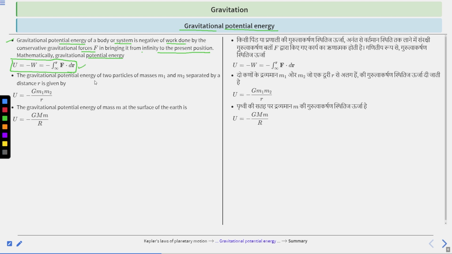The gravitational potential energy of two particles of masses m1 and m2 separated by a distance r is given by U equal to minus G m1 m2 divided by r. So this is the gravitational potential energy. The gravitational potential energy of mass m at the surface of the earth is this. Clear? So this is the formula to calculate the gravitational potential energy of mass m.